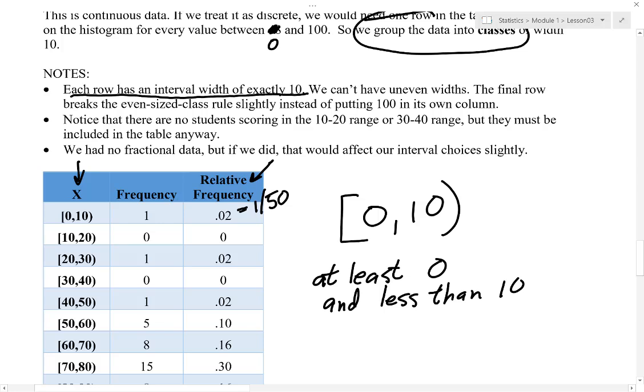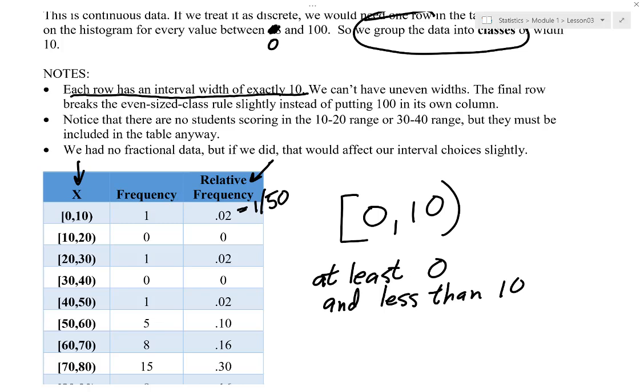Now, there's no rule saying it has to be 10. I simply chose 10 just because it's convenient. That way you only have to look at the first digit of a number to tell which class it goes into. We could have made this a class width of 8. There's no hard and fast rule in terms of your class width.